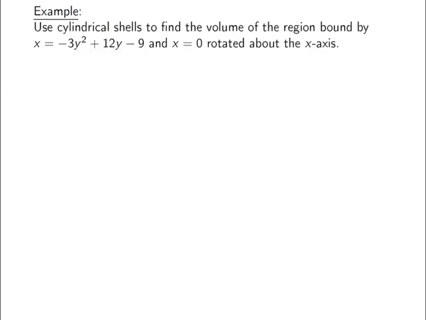Let's use cylindrical shells to find the volume of the region bound by x equals -3y squared plus 12y minus 9. So again, this is a parabola centered on the x-axis, so it opens to the left or the right. It's negative here, so it probably opens to the left, and x equals 0. So we're using the y-axis, and we're going to rotate it about the x-axis, I'm sorry.